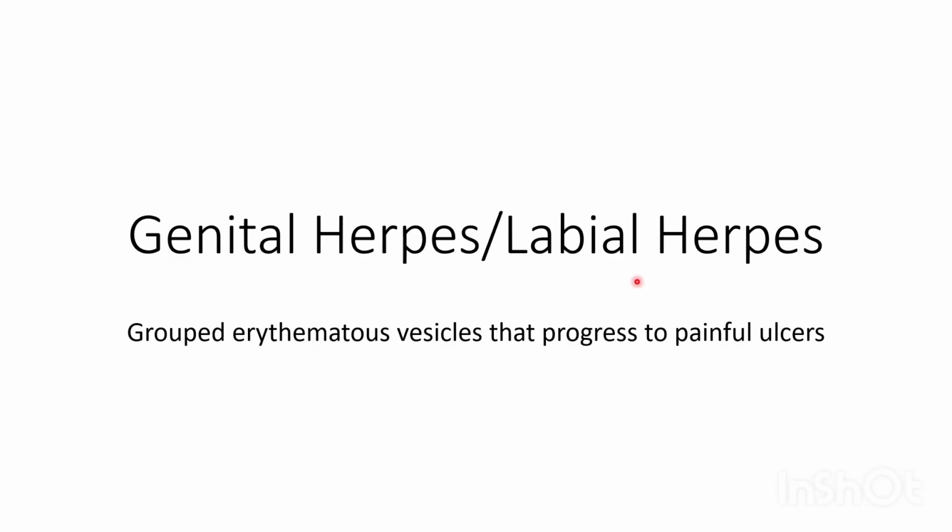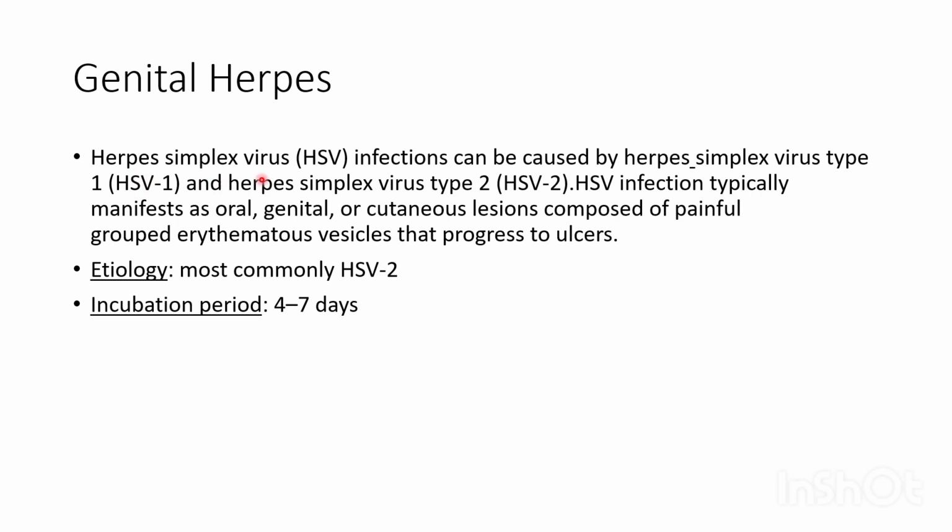Genital herpes, labial herpes, herpetic lesion are group erythematous vesicles that progress to painful ulcers. Herpes simplex virus infections can be caused by herpes simplex virus type 1 and herpes simplex virus type 2. Herpes simplex virus infection typically manifests as oral, genital, or cutaneous lesions composed of painful group erythematous vesicles that progress to ulcers. Etiology of genital herpes most commonly is herpes simplex virus type 2.